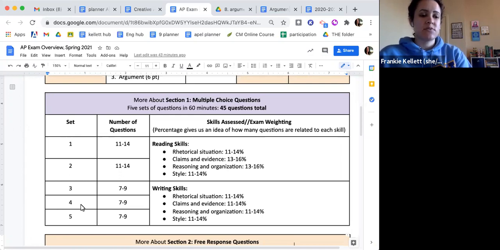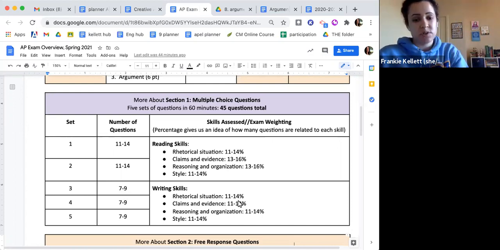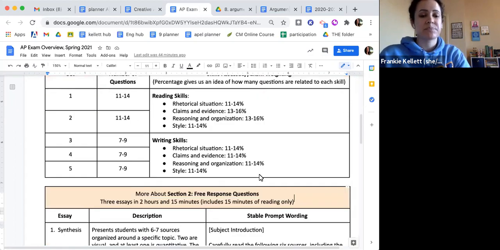And then sets 3, 4, and 5 are about writing skills, and they also cover things like rhetorical situation, claims and evidence, reasoning and organization, and then style. Notice that there are 3 sections, but they're each a little bit shorter, like there are fewer questions. And then it tells us again, rhetorical situation, 11 to 14% of the writing skills questions are about rhetorical situation, right? 11 to 14% of the writing skills questions are reasoning and organization. So that gives you an idea of what kind of questions are going to be on the test. And you'll have some resources to look at some examples as well.